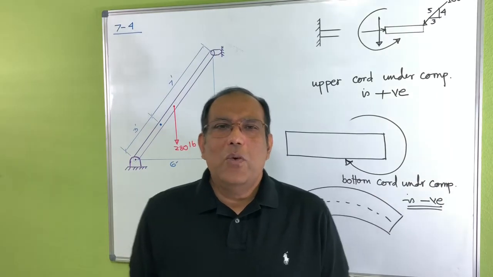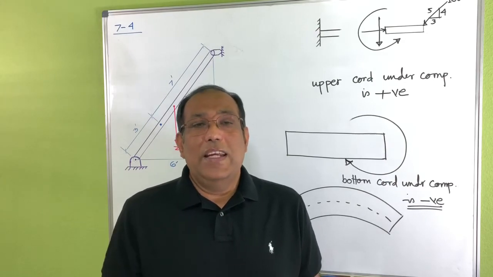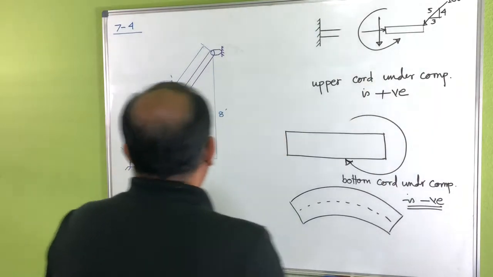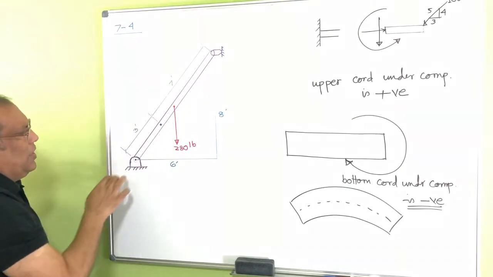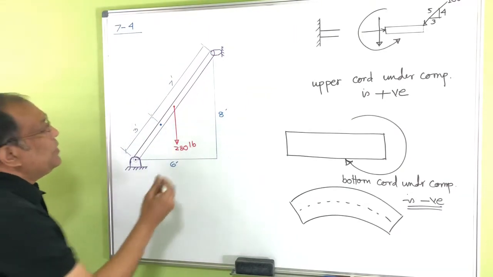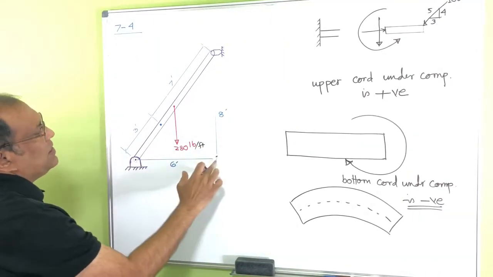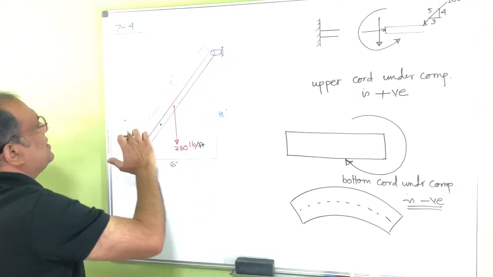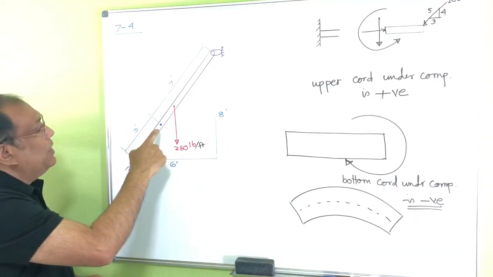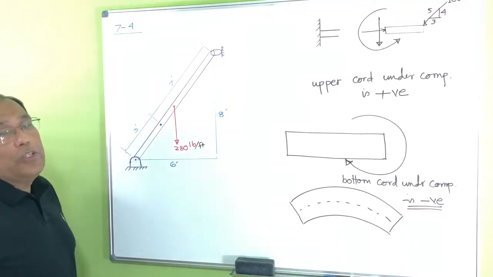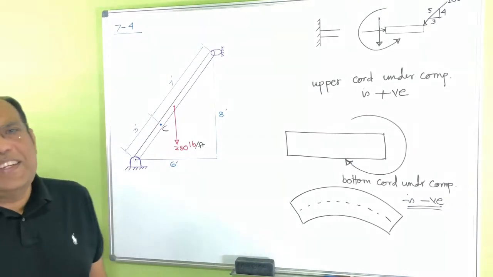Now let's see some of the problems, how we can find out the internal reactions. First we'll solve problem number 7-4, which shows a beam with 280 pounds per foot. This is 6 and this is 8, so the total distance is 10 from here. They are asking to find the shear force, bending moment, and normal force at point C.